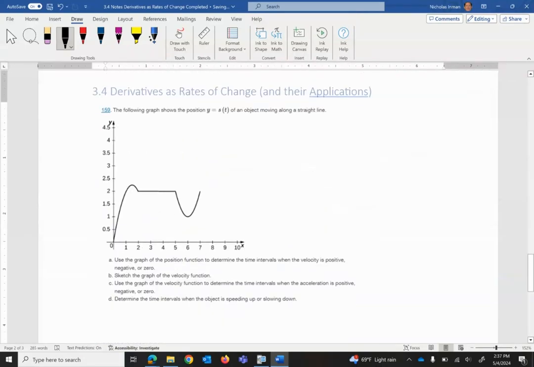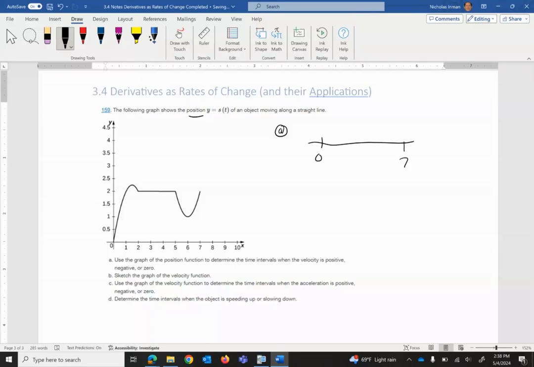All right, so now we're given a graph instead of a function. So we have a position function and how it's moving along in a straight line. Use the graph to determine the intervals where the velocity is positive, negative, or 0. So basically in my mind, that means make a sign chart. We start at 0. This thing stops at about 7. So we want positive, negative, or 0.